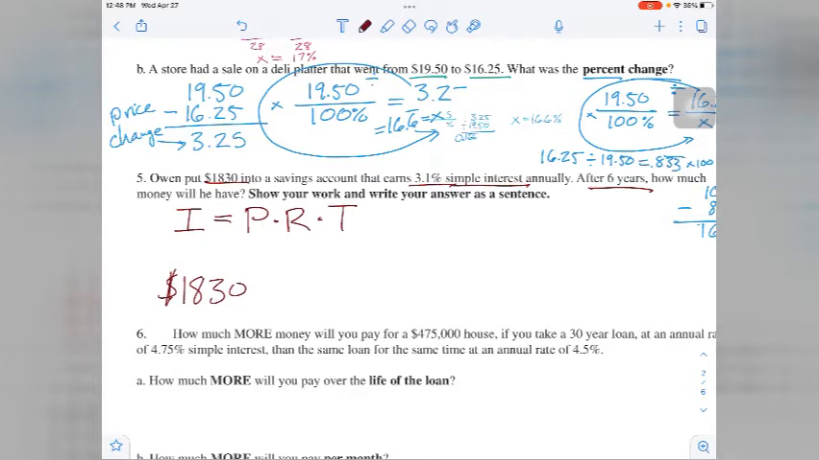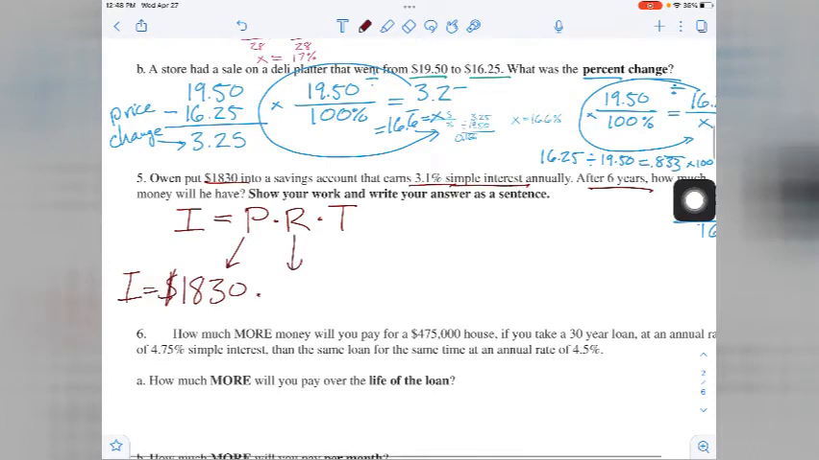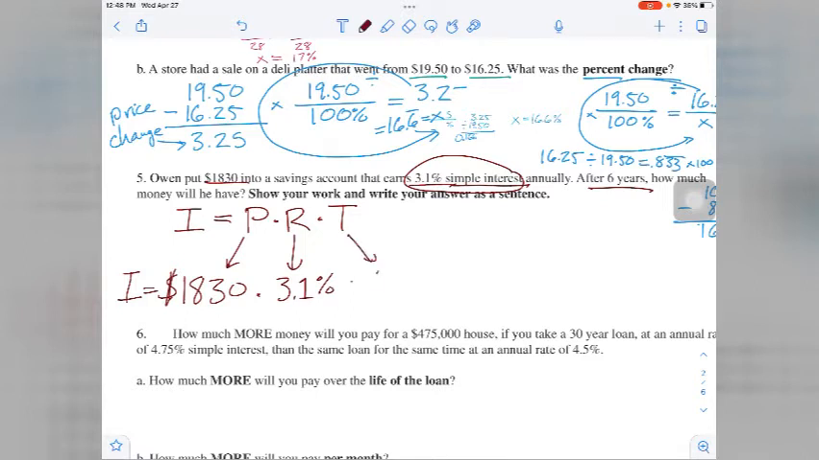So I know the principal amount, the original amount that he put in, so the interest is going to be equal to the 1830 here times the rate. The rate is 3.1%, and the time is 6 years. It says it's an annual rate, which means that it's happening once a year. So that's why I just write 6 in here.